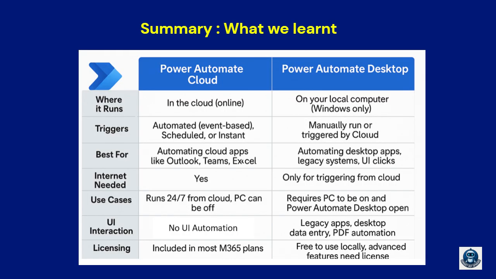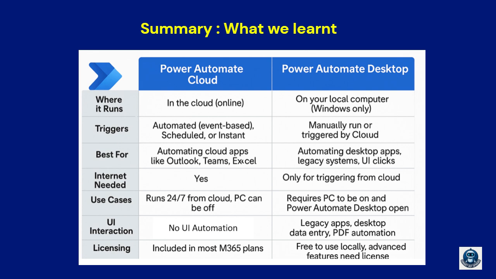To recap, Power Automate comes in two powerful flavors, cloud and desktop. Cloud flows run entirely online, while desktop flows execute on your local Windows machine. Triggers are another key difference. Cloud flows can start automatically when something happens, like receiving an email. Desktop flows are usually triggered manually or launched from the cloud.